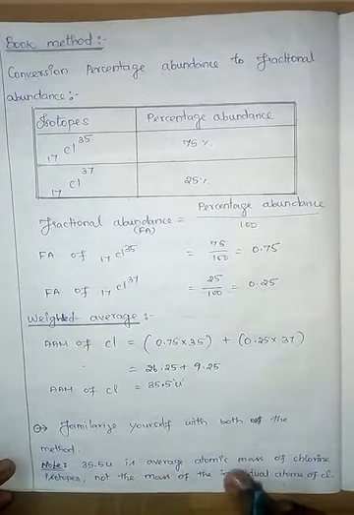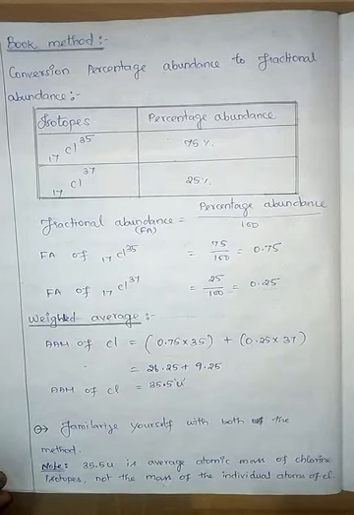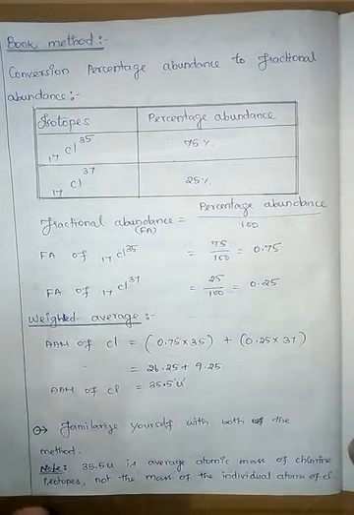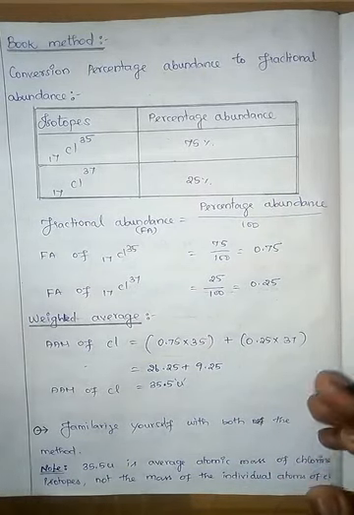35.5 u is the average atomic mass of chlorine, not the mass of an individual atom of chlorine. Remember, it is an average atomic mass. We have taken an average. So if you weigh a single atom, the weight may be a different one.